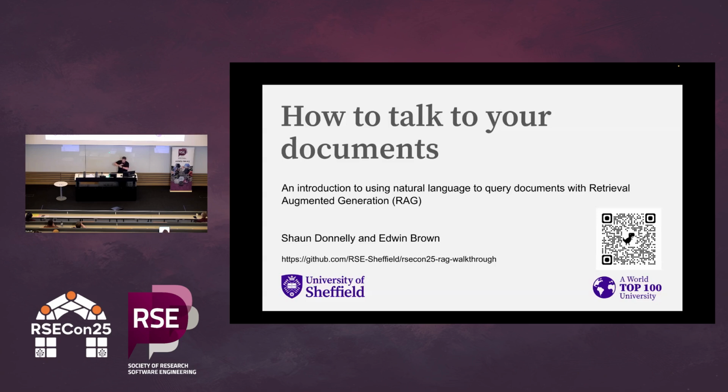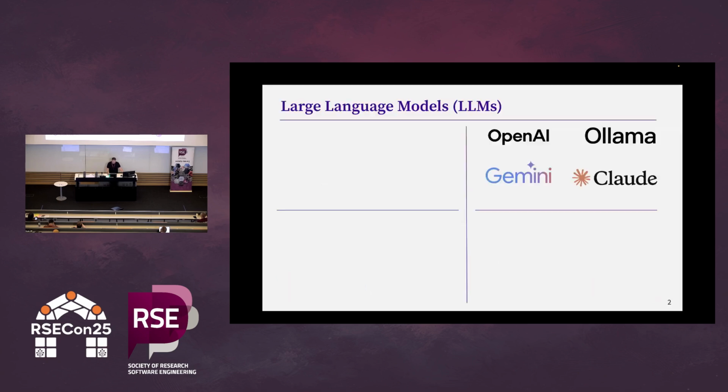I'm going to give you a walkthrough on how to talk to your documents. It's an introduction to using natural language to query your documents with something called Retrieval Augmented Generation. Hands up if you're familiar with RAG. Okay, that's a decent split in the room. I'll take that. It's also co-authored by Edwin, and there is a GitHub repository with what I'm going to go through in it. But I'm going to take you through it all mostly live anyway. But first of all, some slides to try and set the scene.